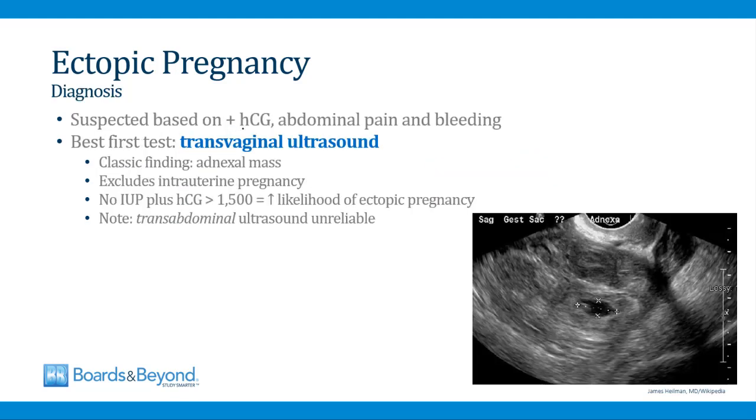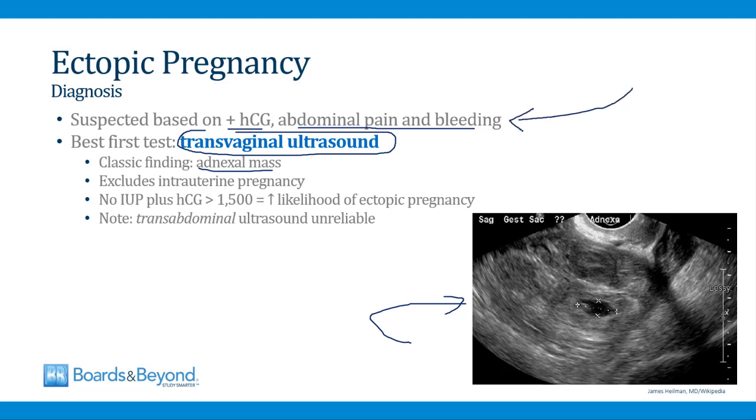The diagnosis of an ectopic pregnancy is suspected in a woman who has a positive HCG pregnancy test plus abdominal pain and bleeding. And when these factors are present, the best first test is a transvaginal ultrasound. The classic finding in a woman who has an ectopic pregnancy is an adnexal mass. This is a picture of what an ectopic pregnancy looks like on the screen here. It's not very impressive if you're not used to looking at these images, but this finding in a woman with abdominal pain, bleeding, and a positive HCG is diagnostic of an ectopic pregnancy.